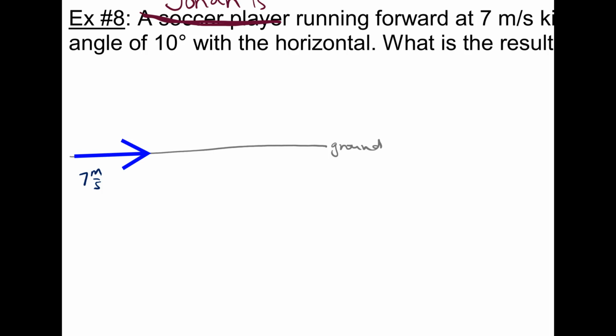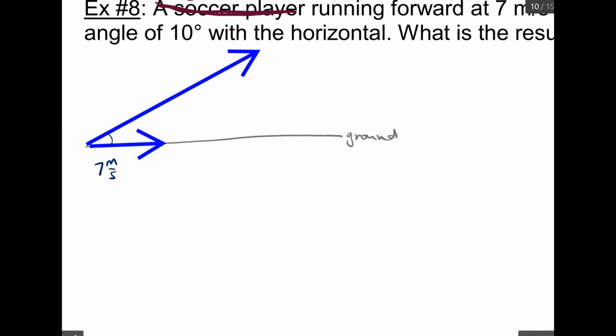Cool. And he kicks a ball at 30 meters per second at an angle of 10 degrees. How is that arrow 30 meters per second? It's 10 degrees, you just go up 10 degrees, and I make it that long. So it's at positive 10 degrees, and I made 30 maybe about 3 times as long as 10. My pictures are not going to be 100% perfect to scale, but they're going to be close. That way I can figure out what the resulting vector is.